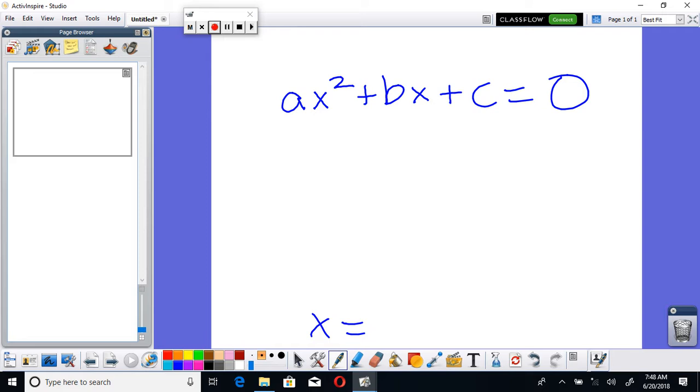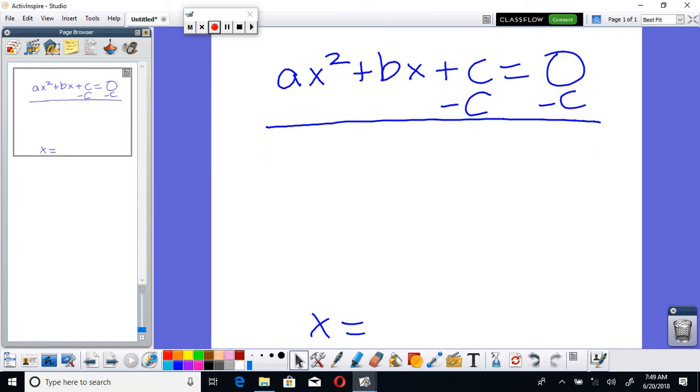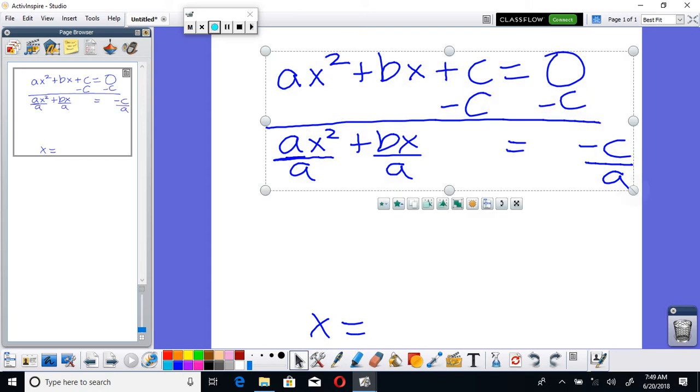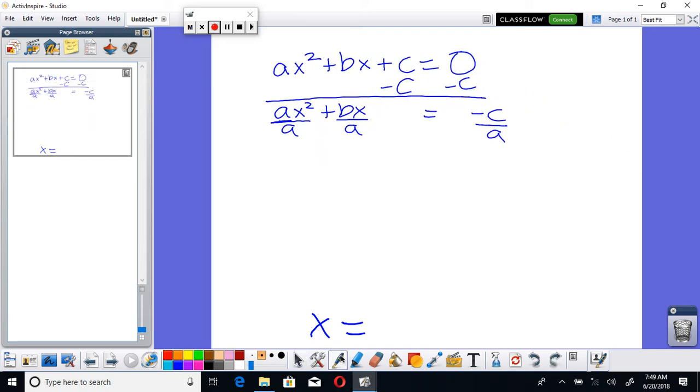Okay, we're going to solve this problem by completing the square. First step, we need to get rid of this to get a blank. So we're going to subtract c on both sides. This is going to give us ax squared plus bx equals negative c. We can't have an a at the front here. It has to be a 1. So to get rid of the a, we're going to divide everything here by a. Okay, now we have x squared plus b over a x, leave the blank, equals negative c over a.